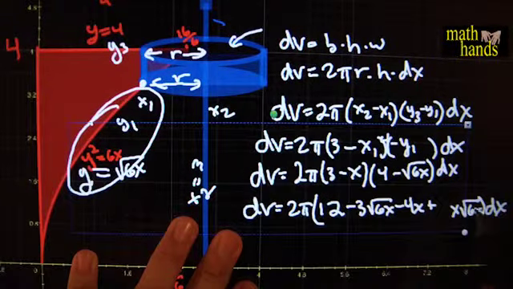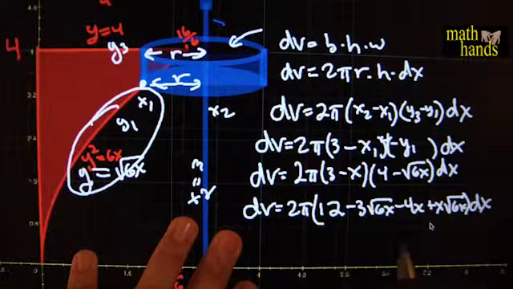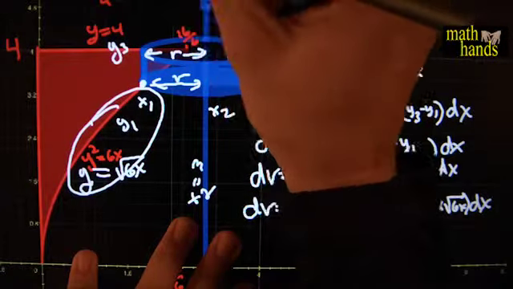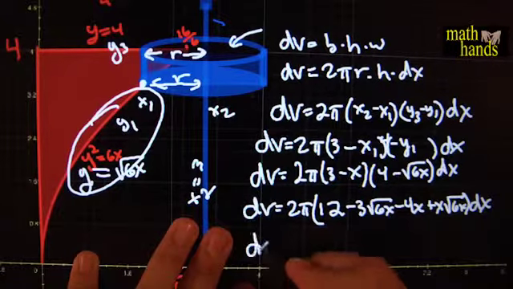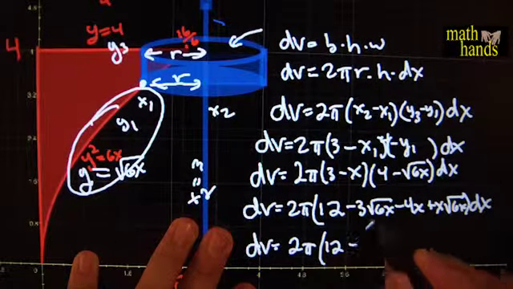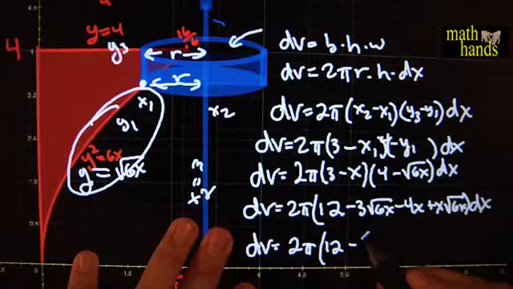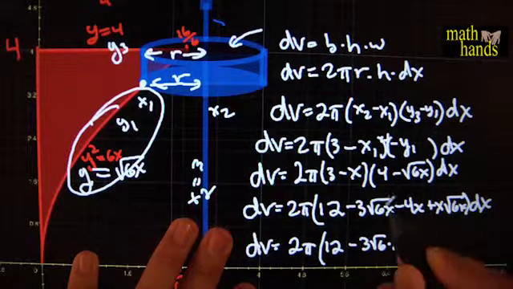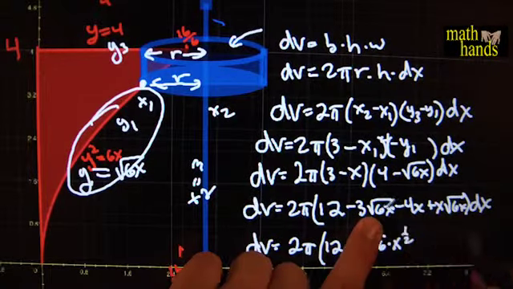Move it slightly over so you can see it. And then that's looking a lot better. I know it might look scary, but really this is a basic integral. dv would be equal to 2 pi times 12 minus, let me think, this would be 3 times the square root of 6 times x to the 1/2. That's if you split this into two pieces.